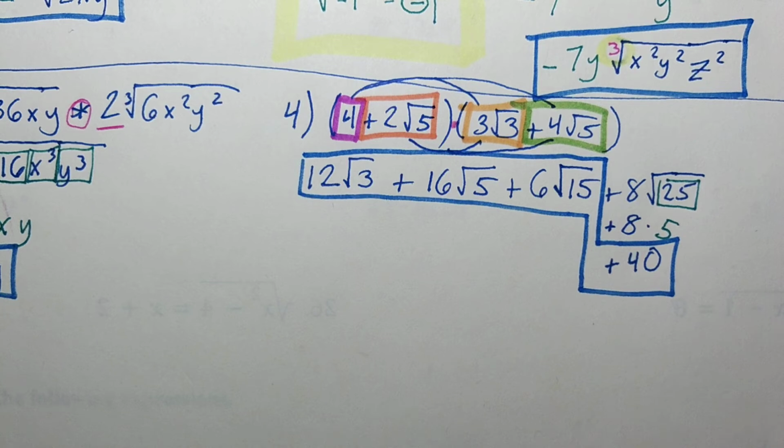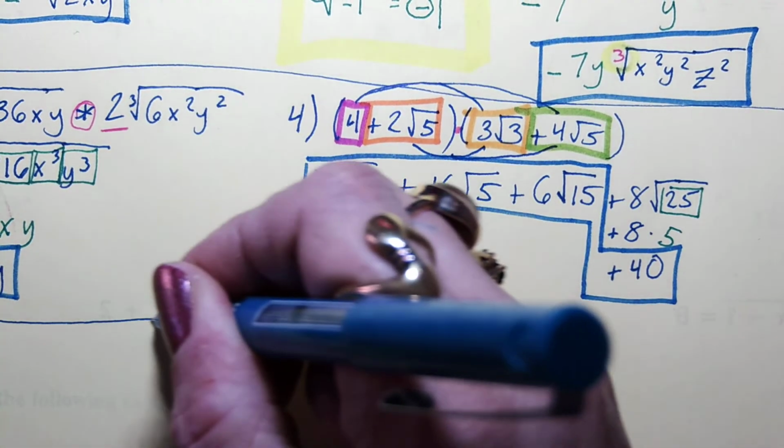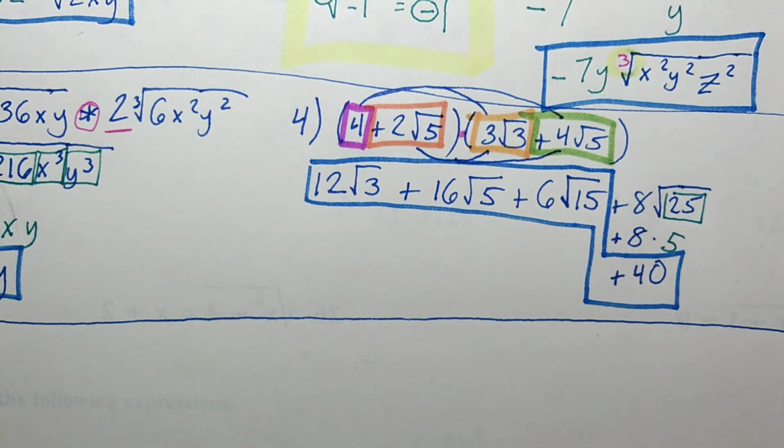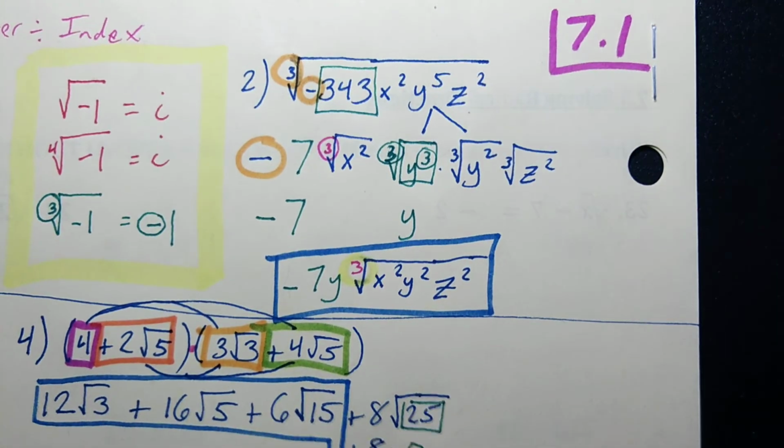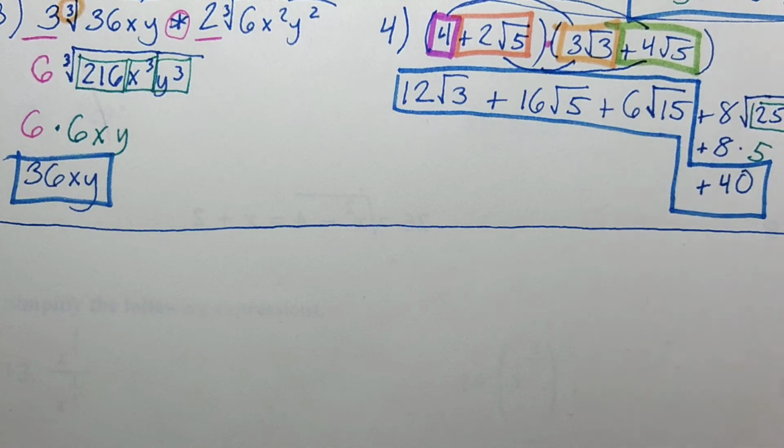Any questions so far with the simplifying or the multiplying or the adding? Alrighty then, let us draw a line. We're still in 7.1 at this point. As you can see, lots of different types of problems.